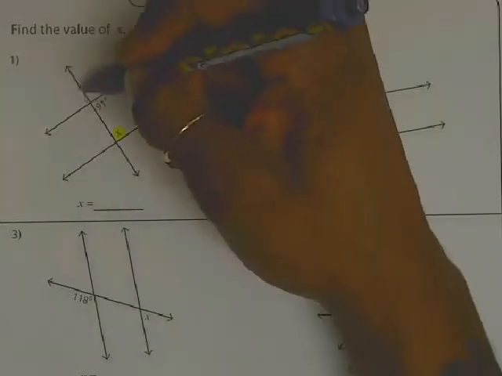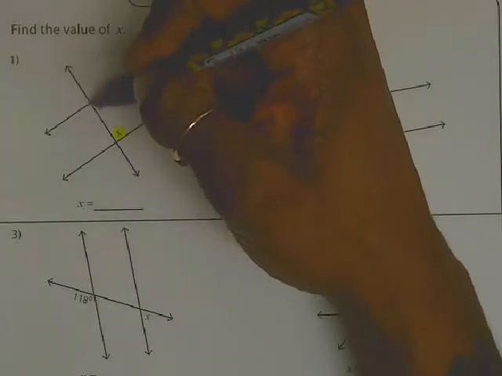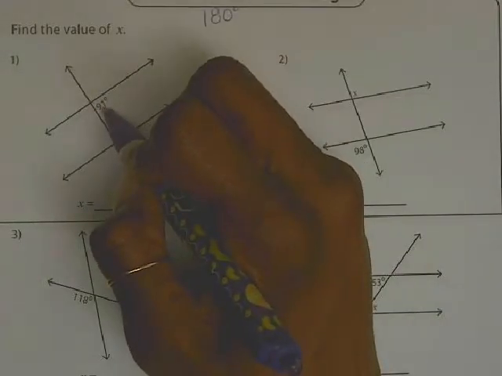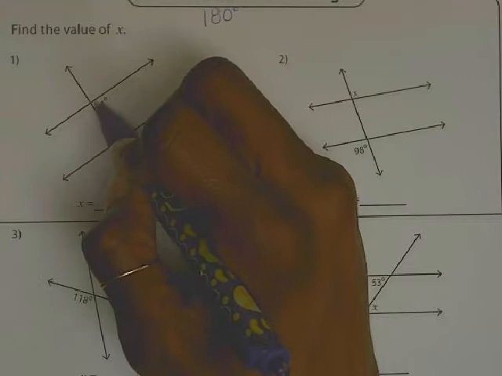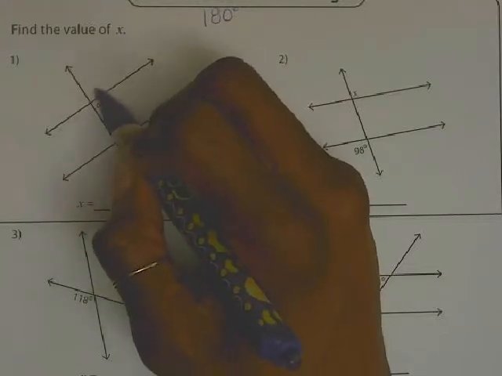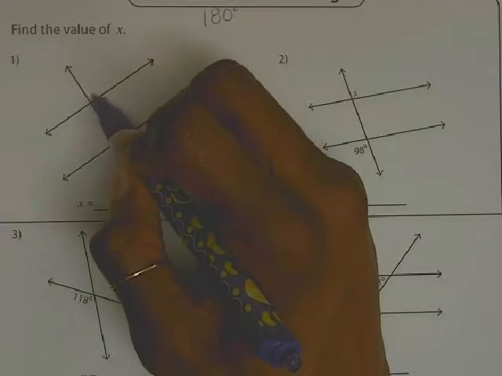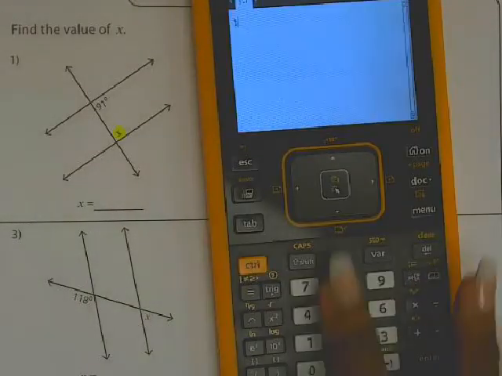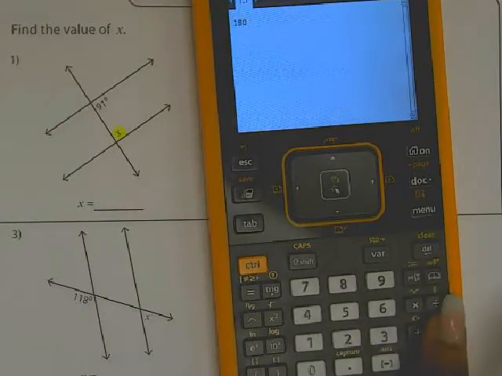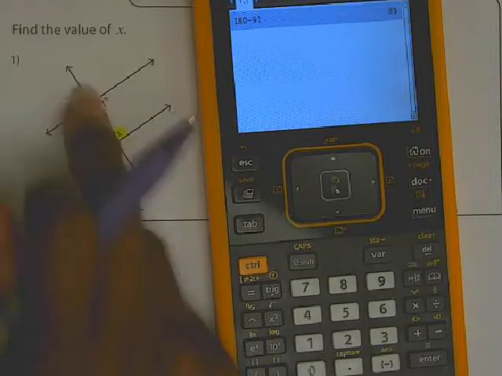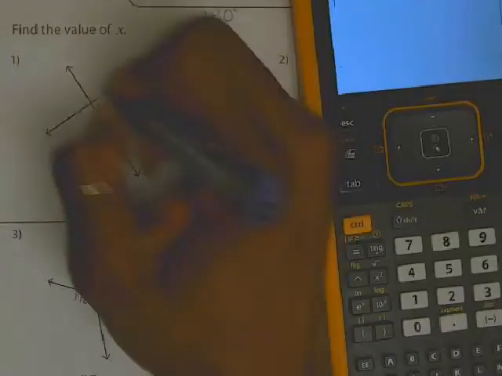So remember that straight line is going to be 180 degrees. So if I know that this side is 91, and you see it doesn't have the little square, so it's not a 90-degree angle, then this side has to be whatever that difference is to make up 180. So 180 minus 91 means that this side over here is 89.